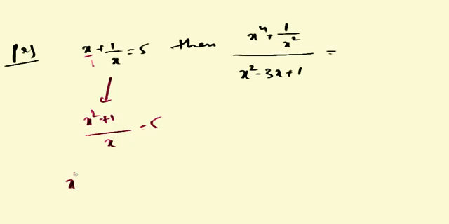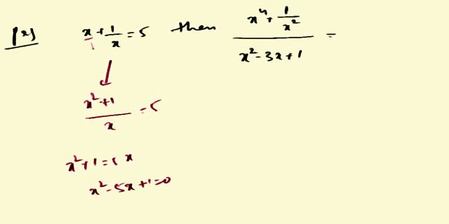So what will happen? x square plus 1 is nothing but 5x. So x square, bring this 5x, minus 5x plus 1 is nothing but 0. Yeah, this is what we got. Okay, this is what from the problem we can infer. Yeah, this is what we got from the problem. Okay, then go through the next problem here. What is given? x power 4 plus 1 by x square.